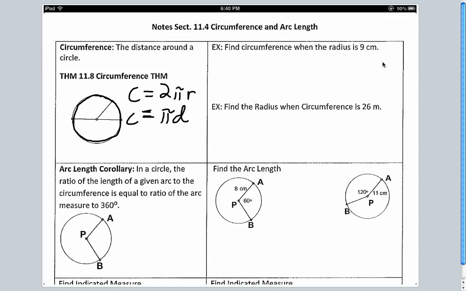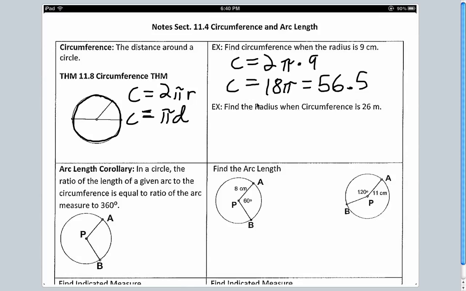Well, I'm going to use that first equation, C equals 2 pi times r, except r is 9. So 2 times pi times 9, I could leave that as 18 pi, and that would be fine. Or I could estimate it and round to about 56.5 centimeters. And it's just centimeters, not centimeters squared, because it's a length.